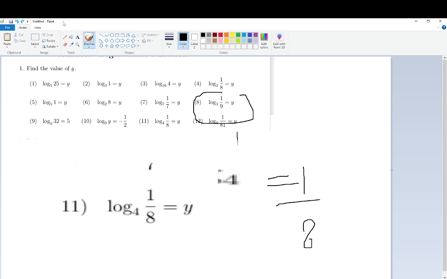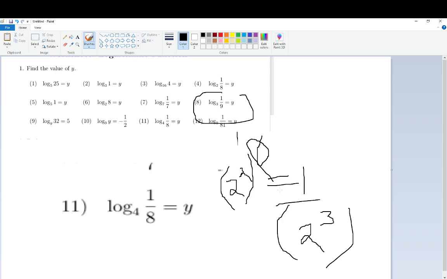Well, let's convert 4 to a 2. Because what do 4 and 8 have in common? 2. 8 can be expressed as 2 to the power of 3, right? And 4 can be expressed as 2 to the power of 2. But put them both in brackets. And the question is, what do I put as a power here to get 1 over 2 to the 3?